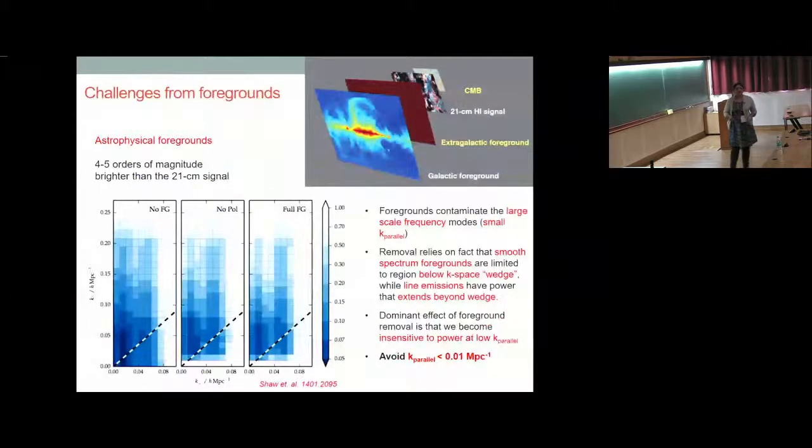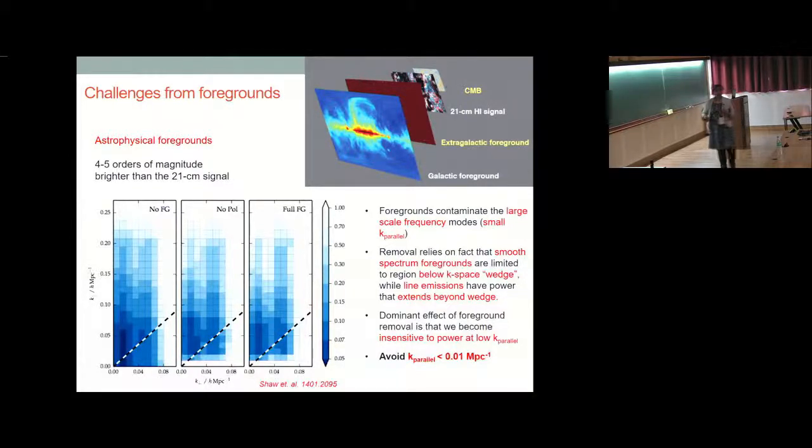The next challenge is from foregrounds. As I said already, the foregrounds are 4 to 5 times higher than the 21 centimeter signal, but they actually contaminate the large-scale frequency modes, which correspond to the small k parallel modes. And because of the wedge effect, the dominant effect of foreground removal is such that we become insensitive to power at low k parallel modes.